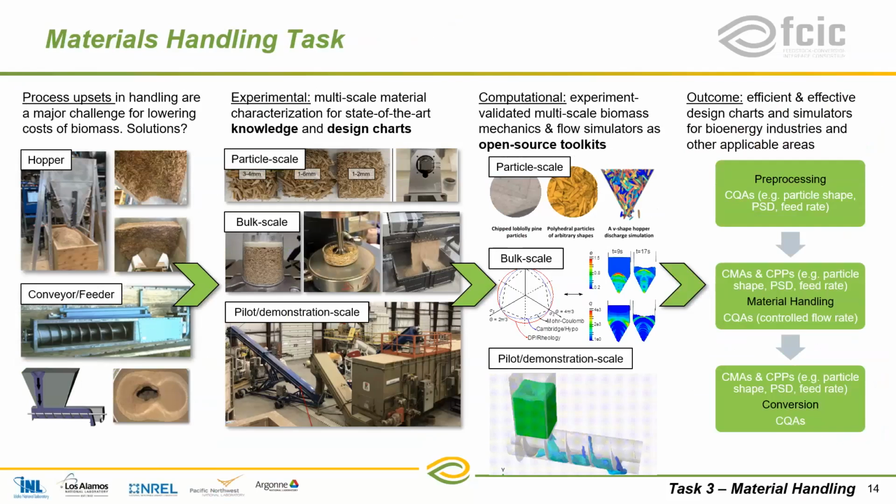Overall, again, process upsets were critically important. So again, a combined experimental and computational work at multiple scales. I'm going to take a little aside right here. We'll be talking a lot about computational work, modeling work in multiple tasks within the FCIC. And I want to point out that this task and all the other ones have a validation activity, not only to parameterize the data that's going into the models, but to validate and to determine the range of applicability of that model.